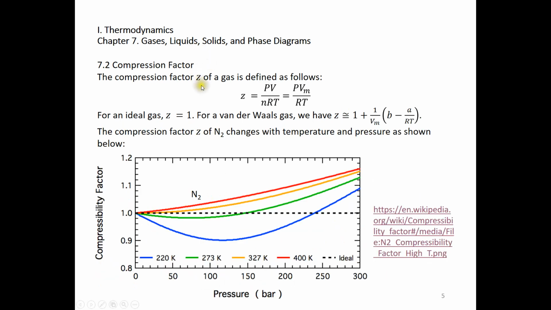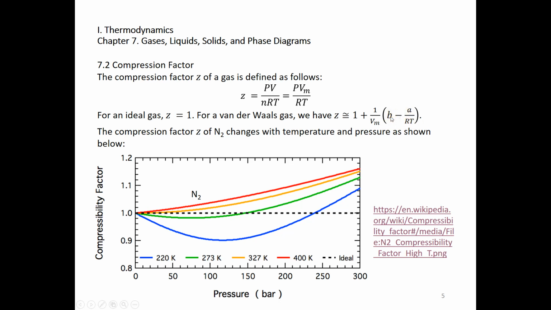Again, the compression factor Z of a gas is defined as follows. The lowercase z is equal to PV over nRT, or pressure times molar volume over RT. For ideal gases, the compression factor Z is simply 1. For a van der Waals gas, Z is approximately 1 plus the reciprocal of molar volume multiplied by the difference between B and A over RT.